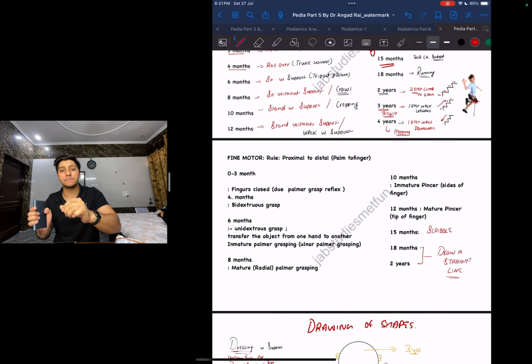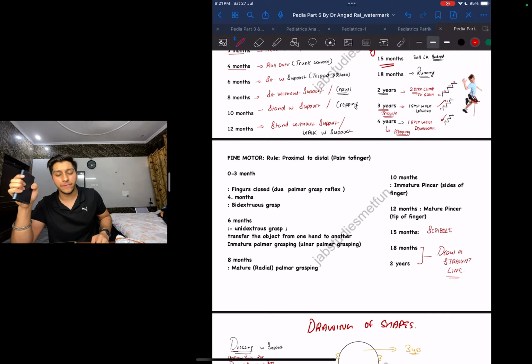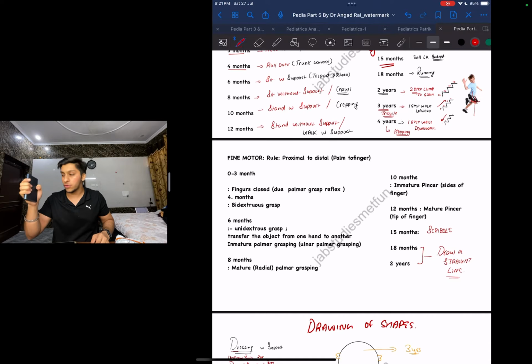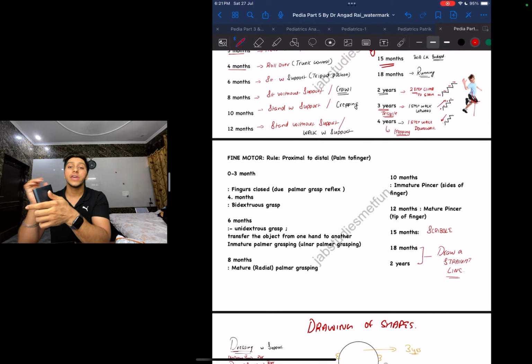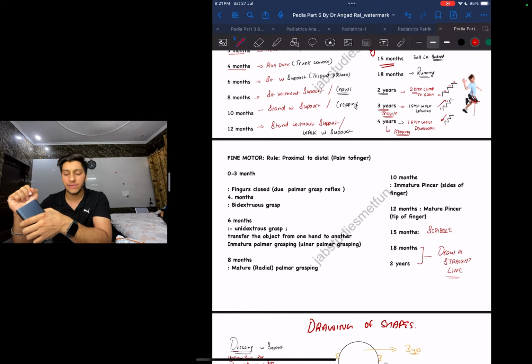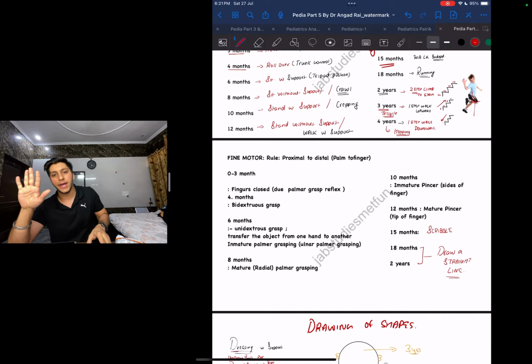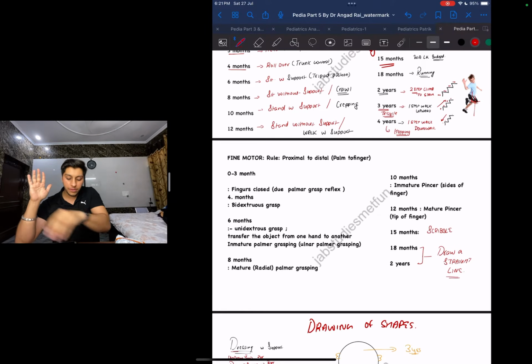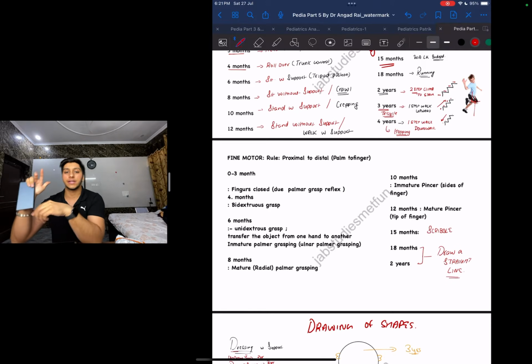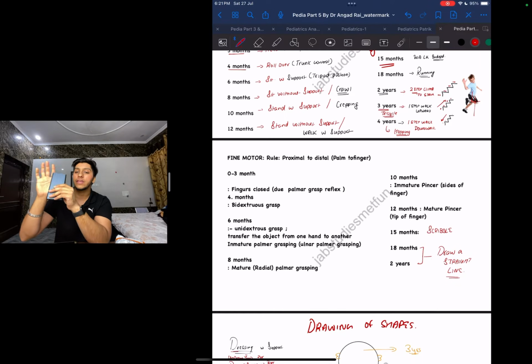After that, on 6th month, the baby will have unidextrous grasp. The baby will be able to transport one object from one hand to the another, and he or she will have immature palmar grasp reflex. Now, what is immature palmar grasp reflex, guys? If the baby is able to hold from the palmar side, see, this is my hand, the thumb is towards the radial side, and the little finger is towards the ulnar side. So if the baby is able to hold it from the ulnar side, this is your immature. Mature is when he or she will be able to hold it from the radial side.